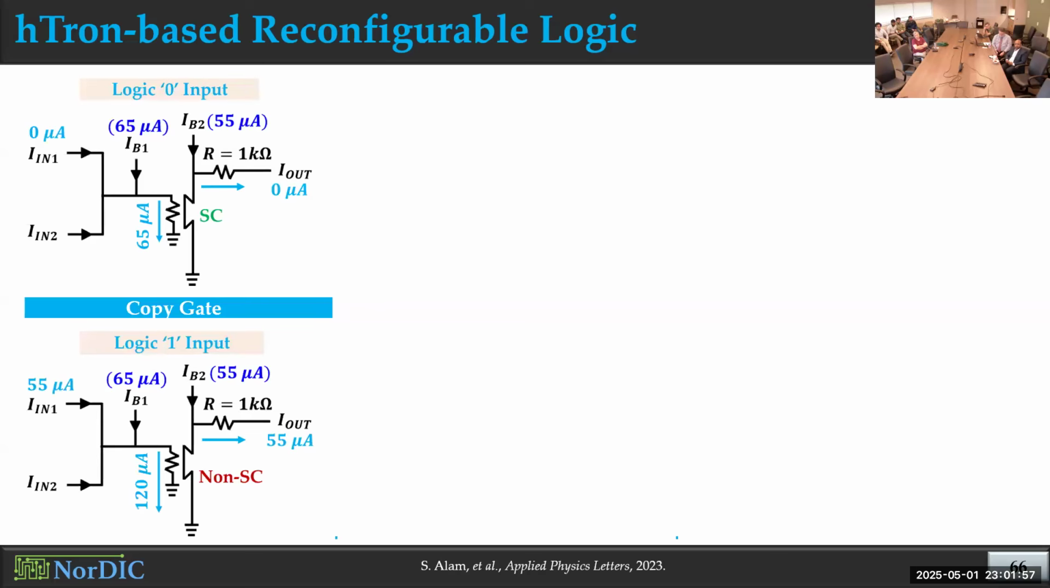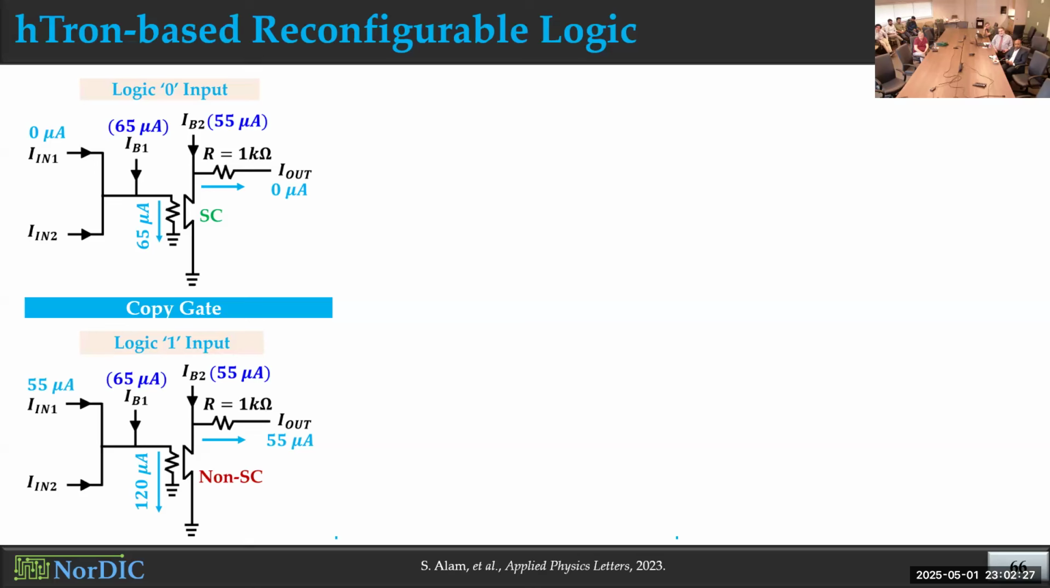I will only talk about how this copy gate, or the buffer, operates. For the copy gate, we need to apply 65 microamps current to this IB1. This is a constant current. Then when we consider the logic 0 input, we apply 0 microamps current. As a result, the gate here only sees a total of 65 microamps current, which is less than the gate critical current. So the channel cannot switch to the resistive state. It remains in the superconducting state, and we don't get any current in the output. So you have logic 0 as the output.